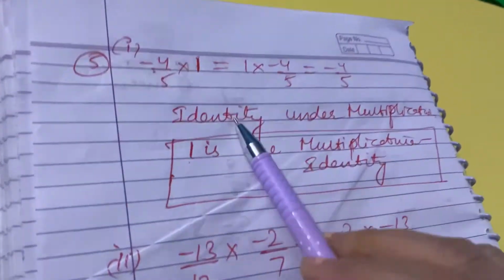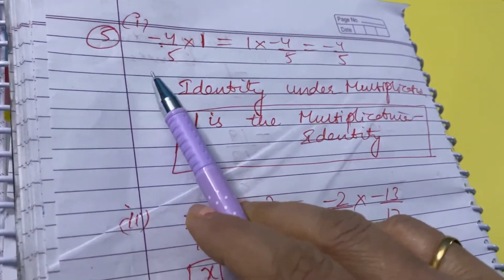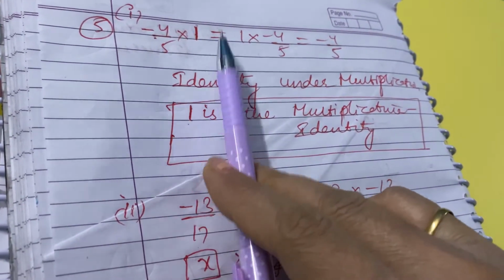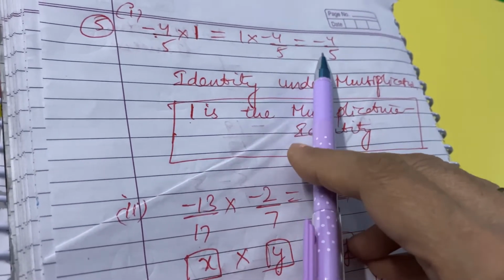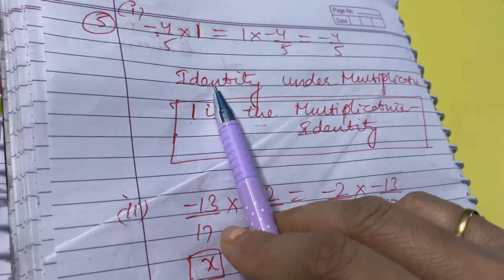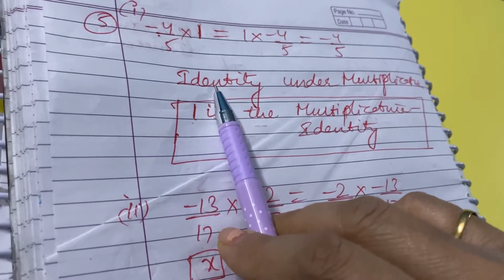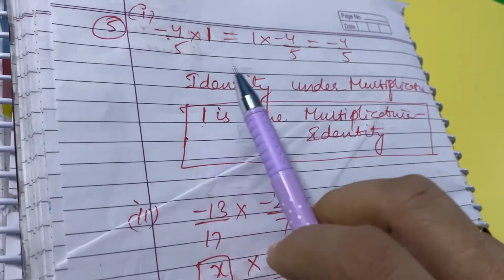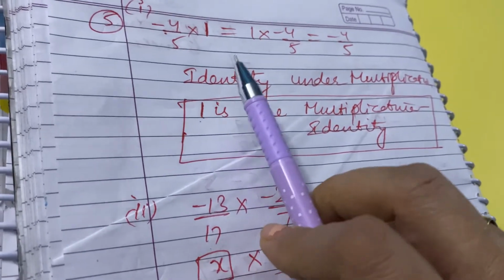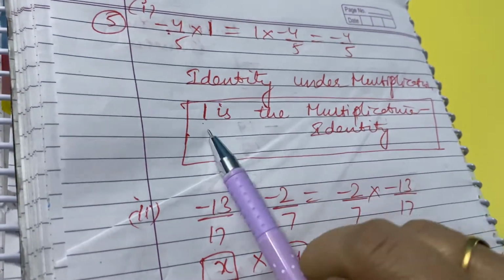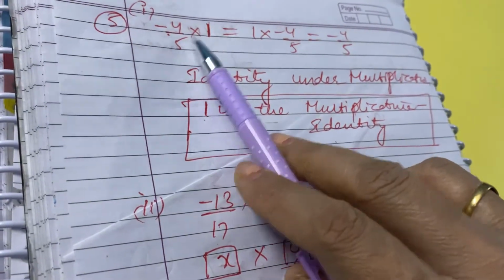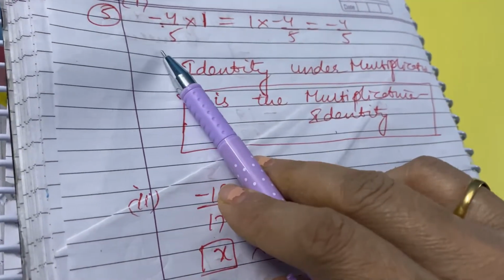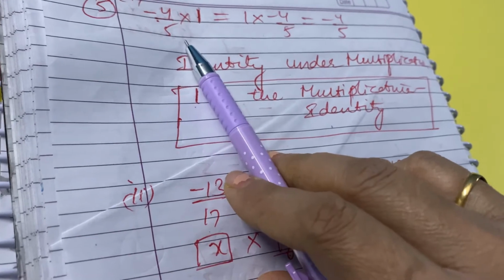So guys, this is the fifth question, first part. Minus 4 by 5 into 1 is equal to 1 into minus 4 by 5, which is equal to minus 4 by 5. We have to find which property is holding here. The property holding here is identity under multiplication. 1 is the multiplicative identity here. If we multiply 1 with any number, then the answer would be the number which we have multiplied by 1.